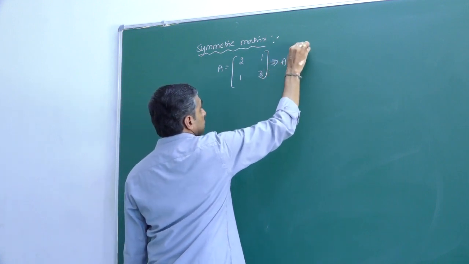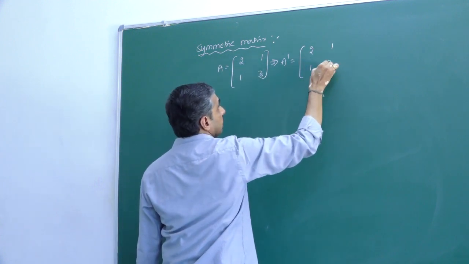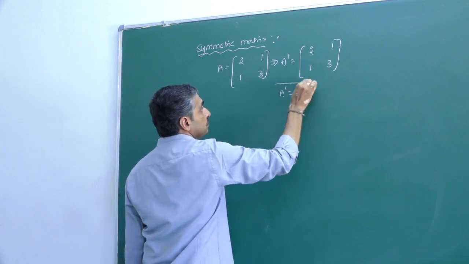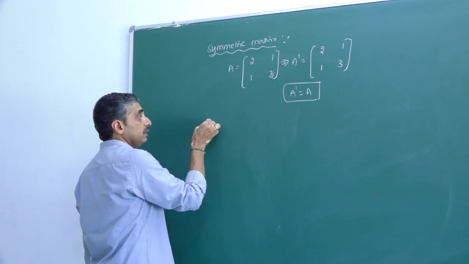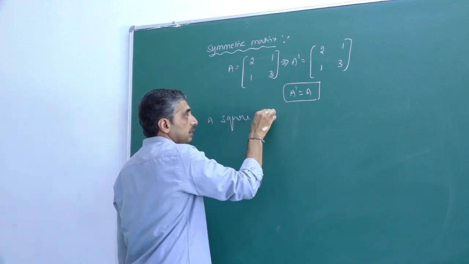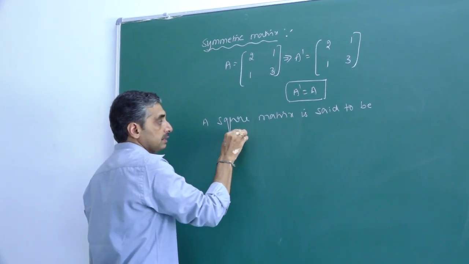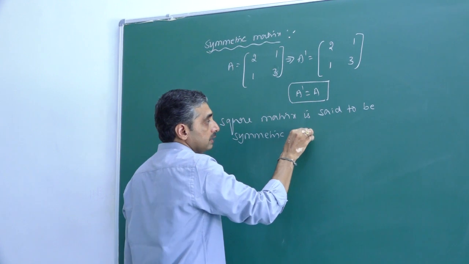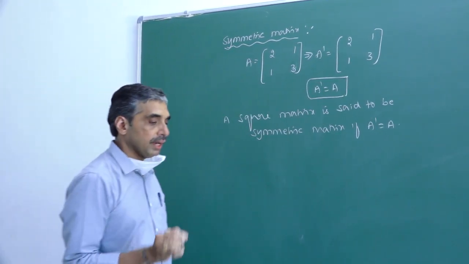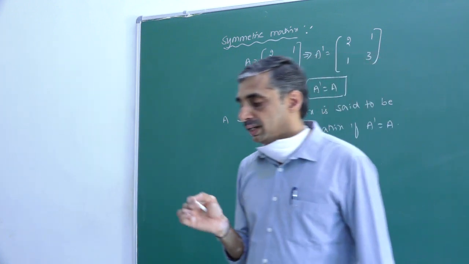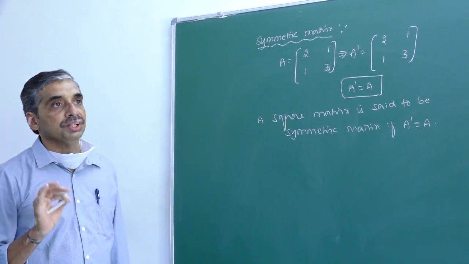What is the transpose here? Interchanging the rows. First row 2, 1, I am writing as first column. Second row I am writing as second column. Just observe what happens here. A transpose is equal to A. Such a matrix we call a symmetric matrix. A square matrix is said to be a symmetric matrix if A transpose is equal to A. One more question may be: define symmetric matrix. A square matrix A is said to be symmetric if A transpose is equal to A.